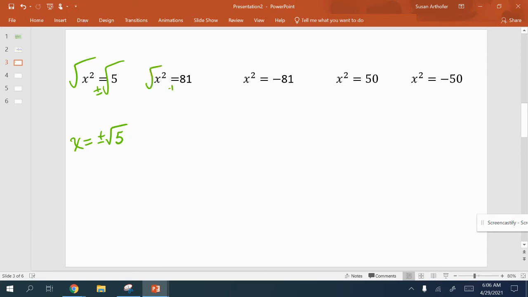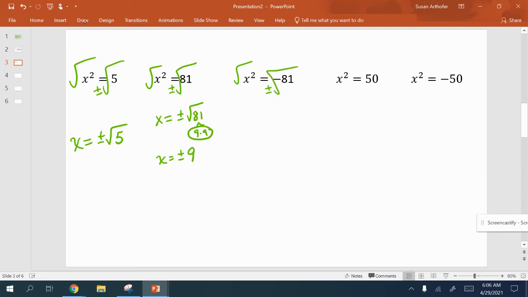Next slide, take square roots on both sides. X comes out, and I have to think about square root of 81. 81 is a perfect square number, so it's plus or minus 9. Pair of 9s in there. Out comes 9.